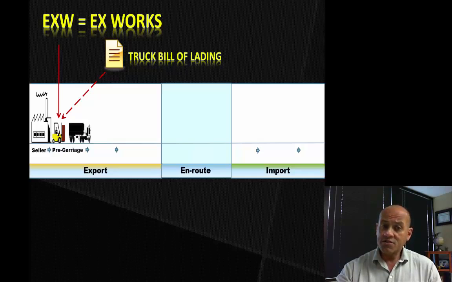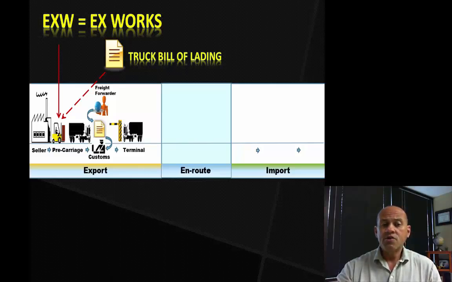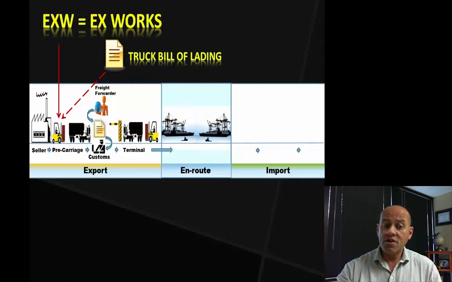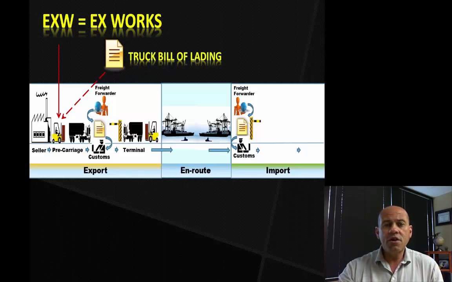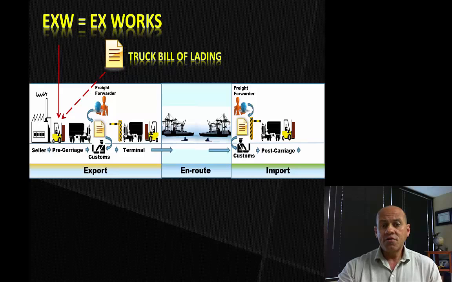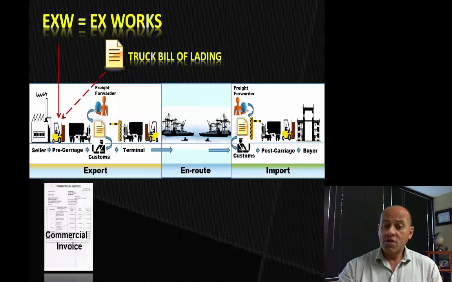They're going to have to arrange for that truck to pick up at the location of the seller. Then they're going to have to arrange for the customs formalities that are required, terminal costs, cost to load the goods onto the ship or to the plane. They're going to have to incur the costs for import formalities, working with the freight forwarder. Once the goods are cleared, they're going to arrange for delivery to their location.